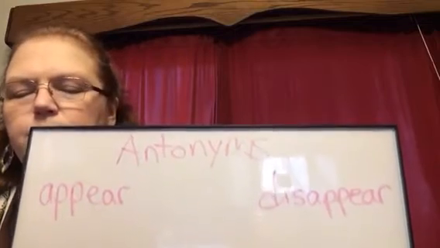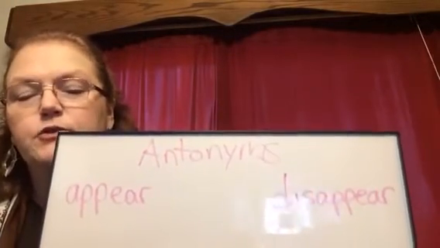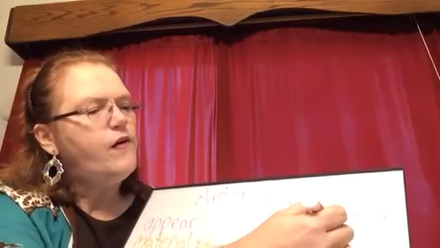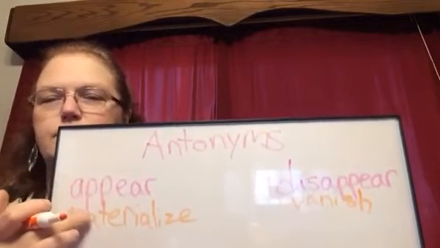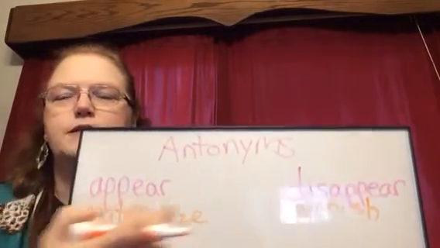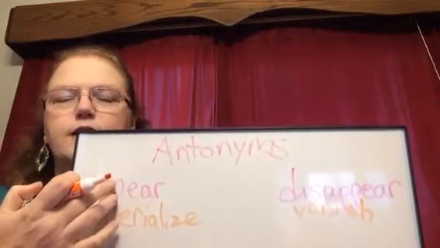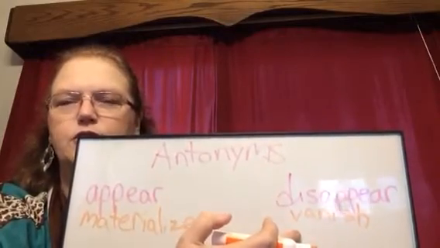Appear and disappear. Now, we might try to use some fancier words for appear and disappear, like materialize. Those of you who are into science fiction like I am will know that word, materialize. Or vanish. Those mean the same thing. So these would be synonyms, but these are opposites, antonyms. Materialize means to appear, and that is opposite of disappear or vanish.